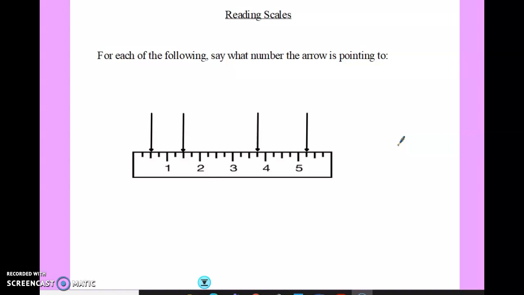Okay. First one then, we've got a scale here and we want to say what number the arrow is pointing to. And I'm going to break this down. These ones should be quite straightforward. I'm going to break it down so we can do it for every single one. What we're interested in is the number of gaps. So it's not the lines, it's the number of gaps. So when you're counting, you count the number of gaps. So it'd be 1, 2, 3, 4. So there's 4 gaps there.